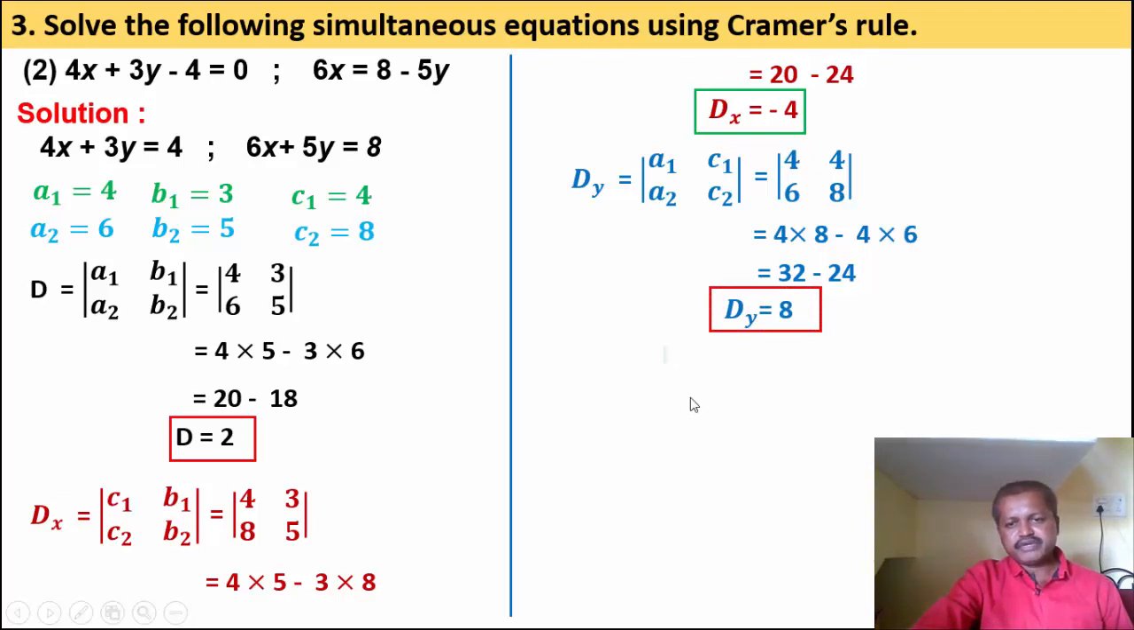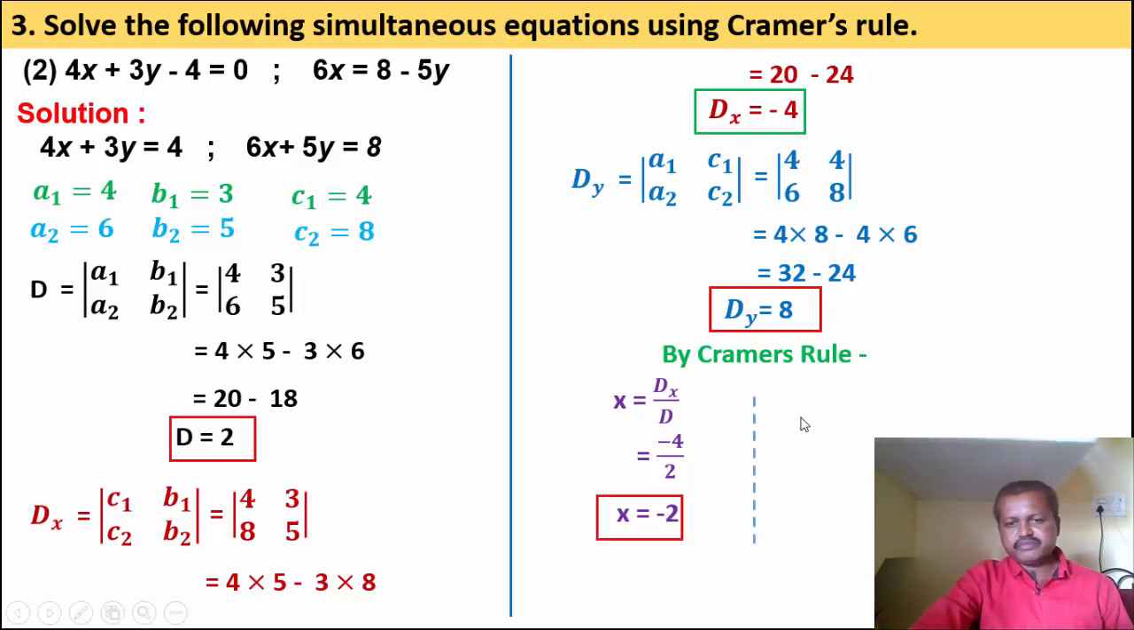Now by using Cramer's rule, you calculate the value of x and y. So write the formula for x, that is dx upon d. Now put in the values. dx is minus 4 and d is 2. So write minus 4 upon 2. So minus 4 upon 2 is minus 2. So this is the value for x, it is equal to minus 2.